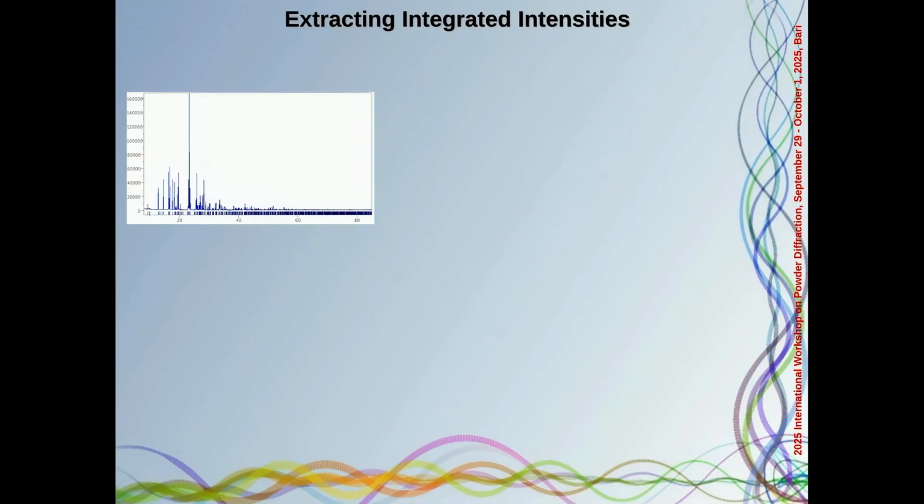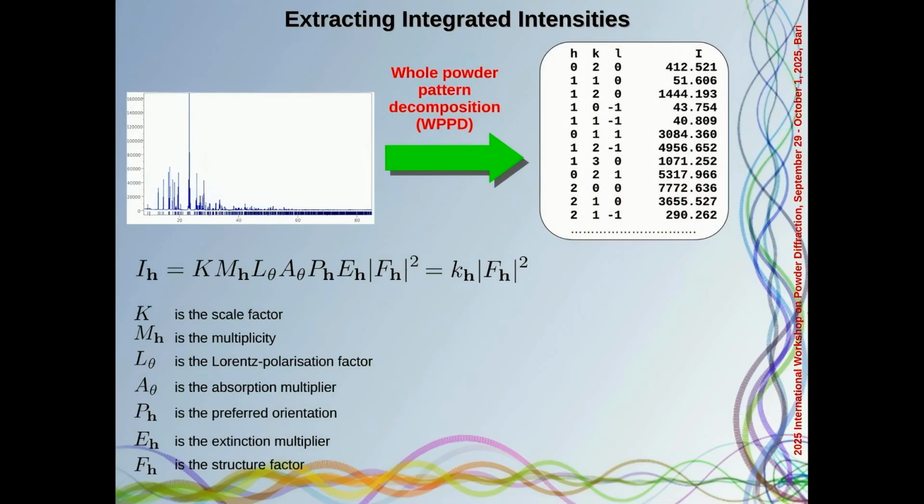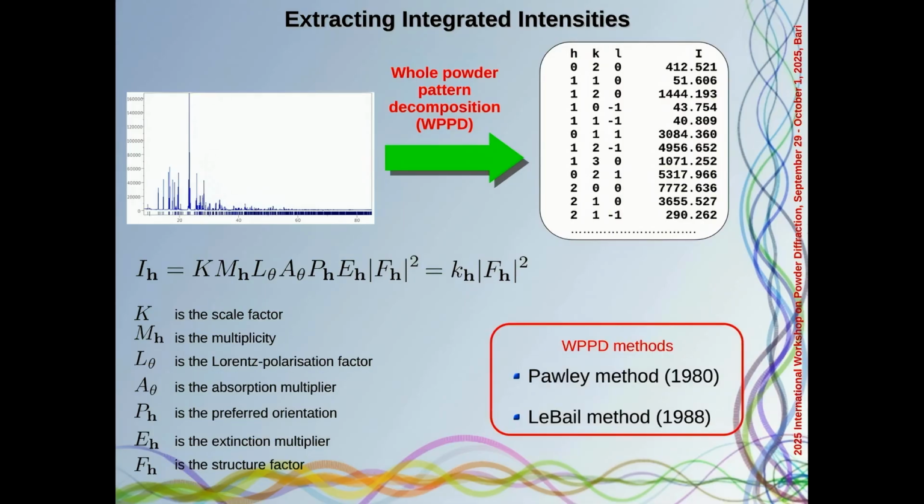As you probably know, an important stage of the process of crystal structure determination is the extraction of the integrated intensity for the majority of reflections. This procedure is called whole powder pattern decomposition, and can be performed using essentially two methods: the Pawley method, that is least squares refinement where the variables are the intensities, and the Le Bail method, that is an iterative method for the extraction of the integrated intensity. The default approach used in EXPO is the Le Bail method.